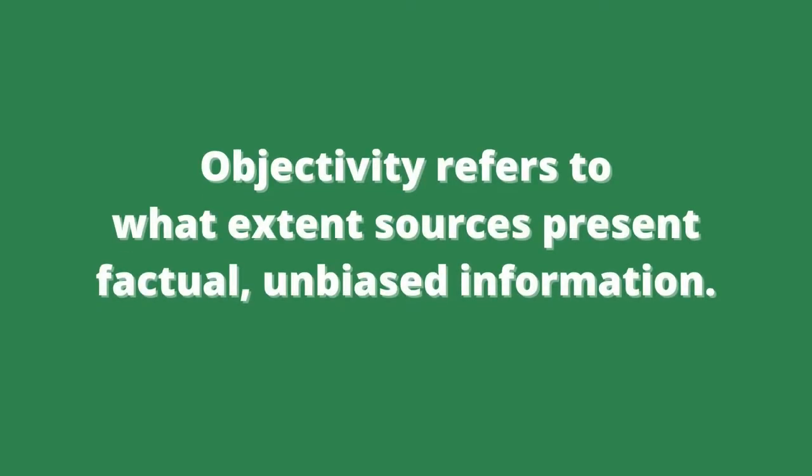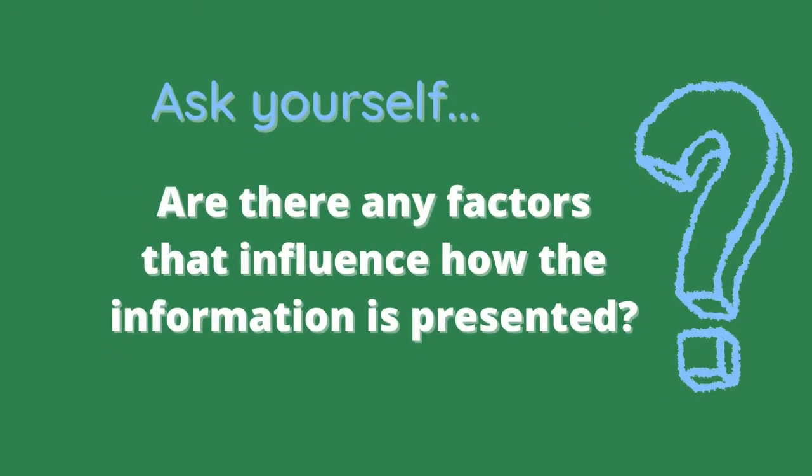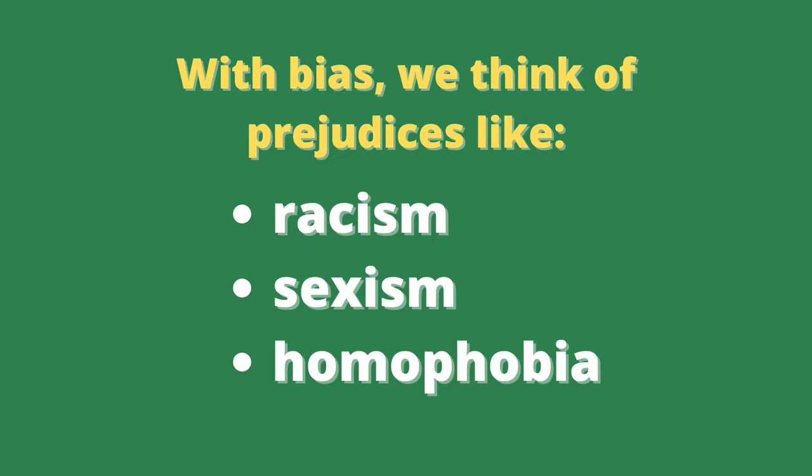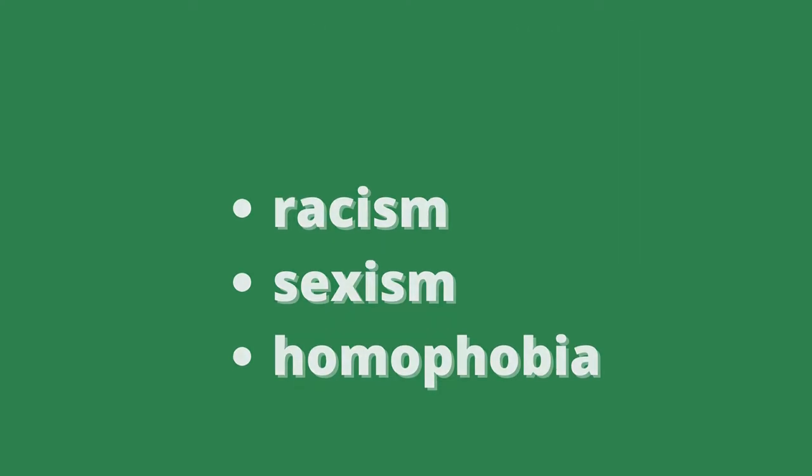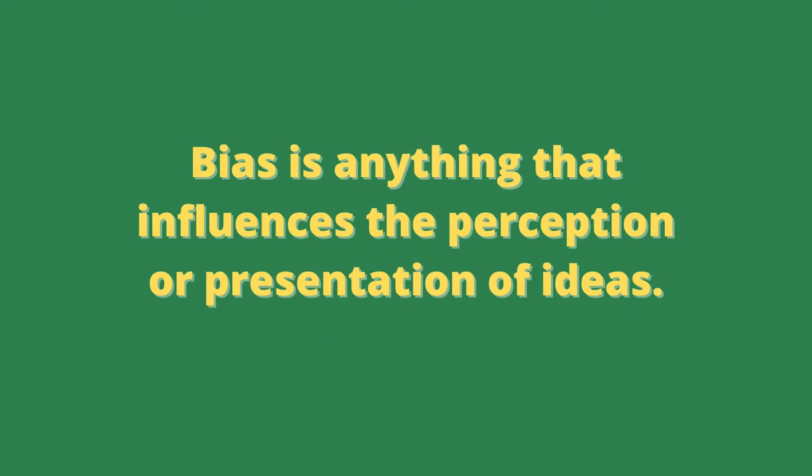Objectivity refers to what extent sources present factual, unbiased information. You want to ask yourself, are there any factors that influence how the information is presented? When we think of bias, we usually think of prejudices like racism, sexism, or homophobia. However, bias is anything that influences the perception or presentation of ideas.